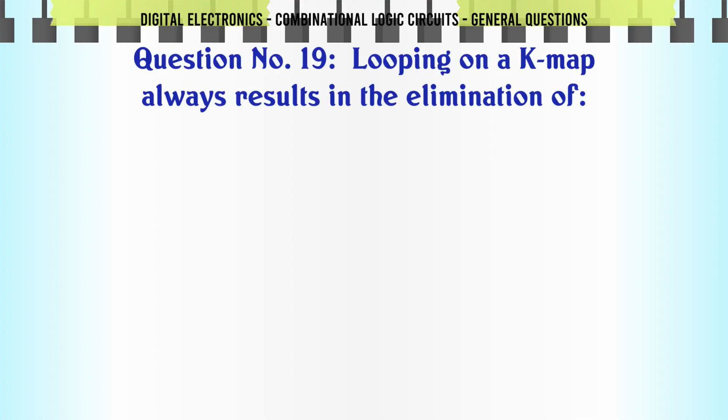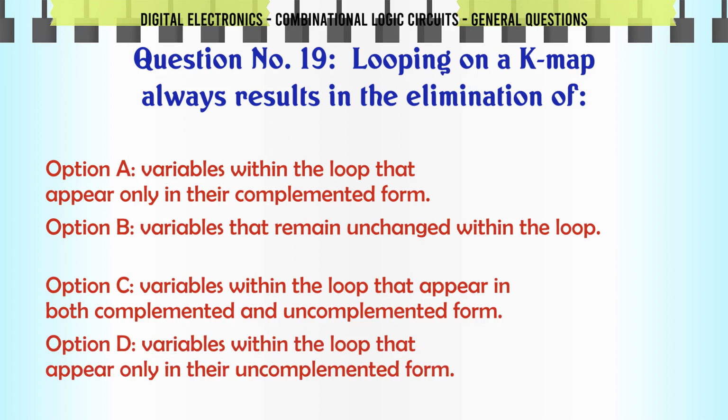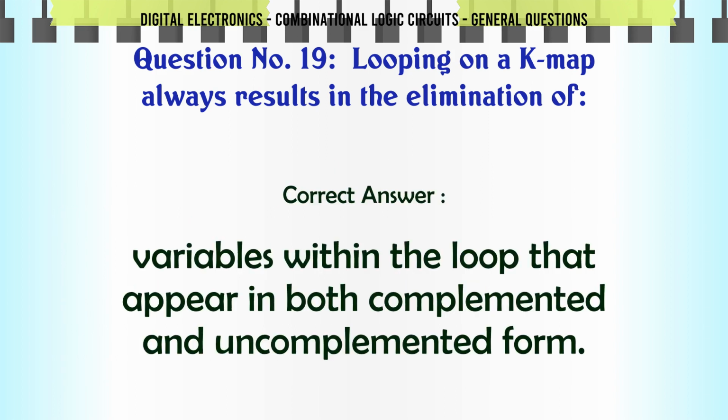Looping on a K-map always results in the elimination of A. Variables within the loop that appear only in their complemented form. B. Variables that remain unchanged within the loop. C. Variables within the loop that appear in both complemented and uncomplemented form. D. Variables within the loop that appear only in their uncomplemented form. The correct answer is variables within the loop that appear in both complemented and uncomplemented form.